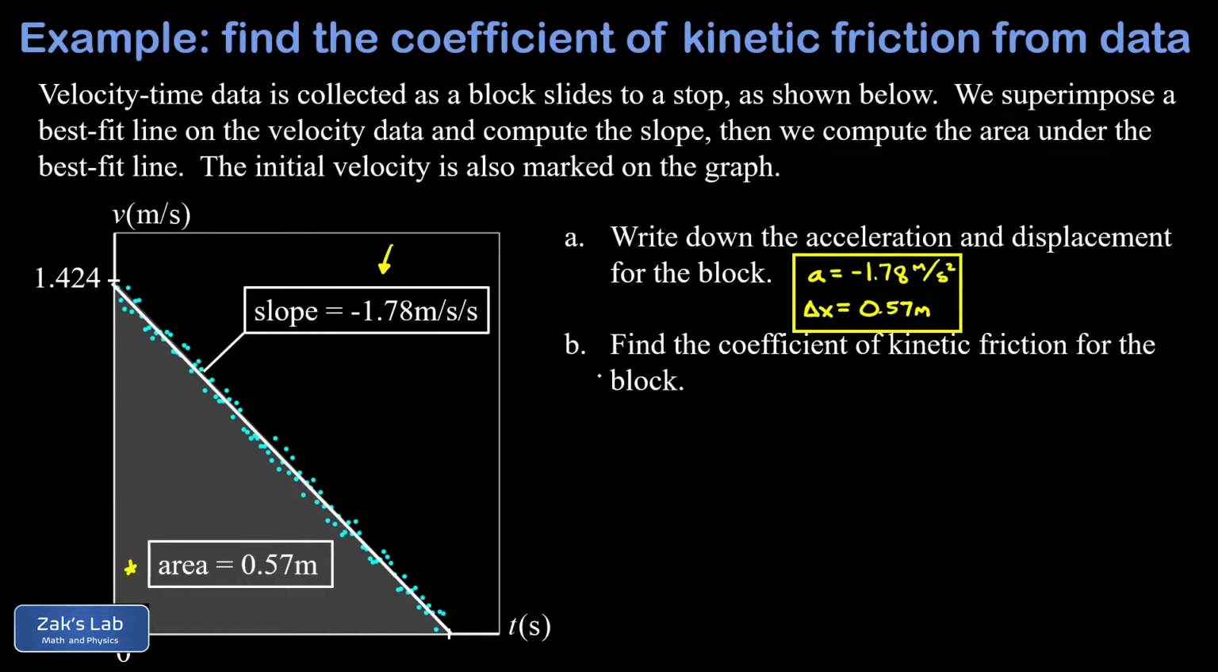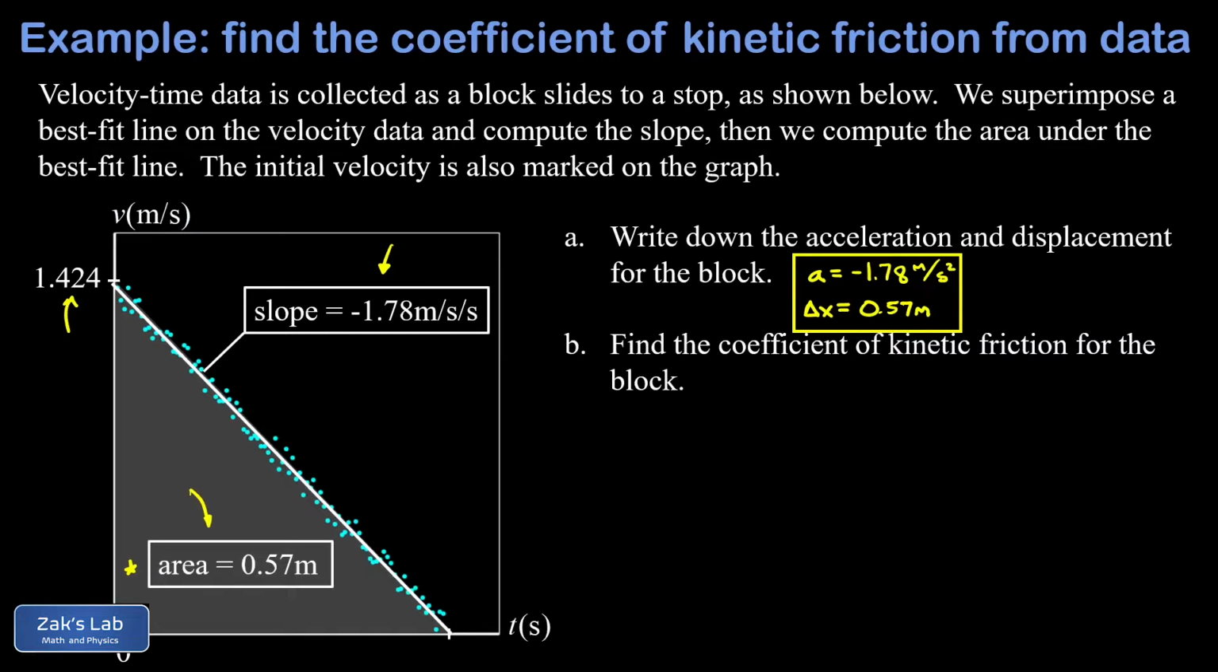Now in part B, we get into finding the coefficient of kinetic friction for the block. And this is where we realize we've been given more information than we actually need. One approach to this problem is to use the initial velocity of 1.424 and the displacement, or the total sliding distance. And then you can solve a kinematics problem, but the point of that problem is to find the acceleration, which we've already computed in the software. So we're just going to use this acceleration right from the beginning.